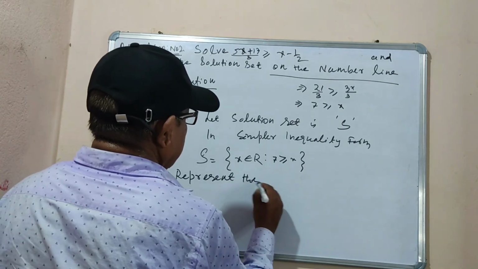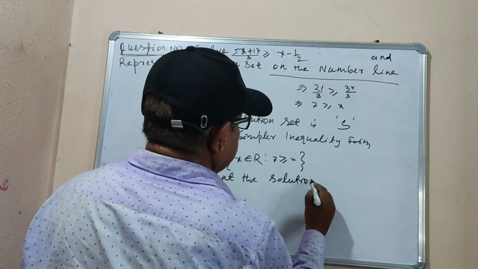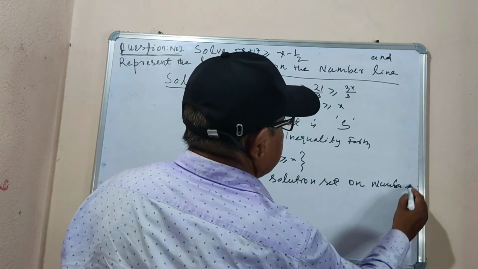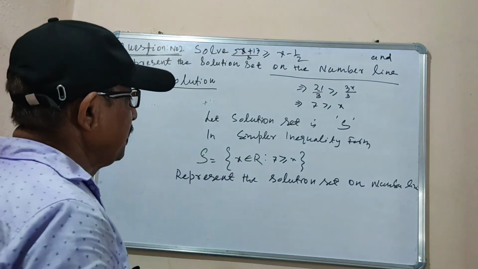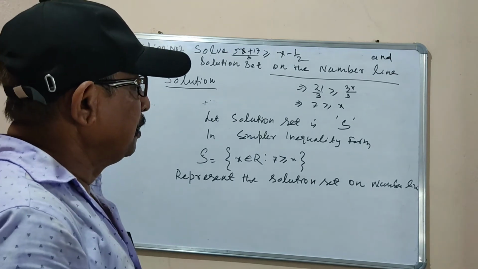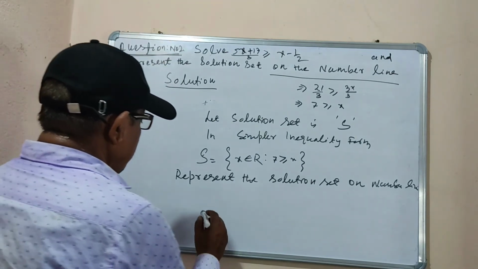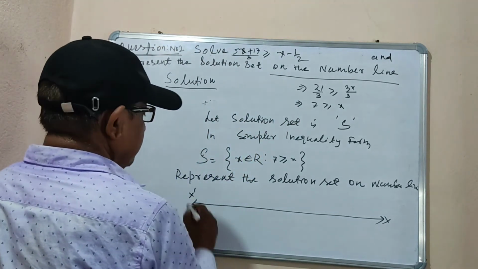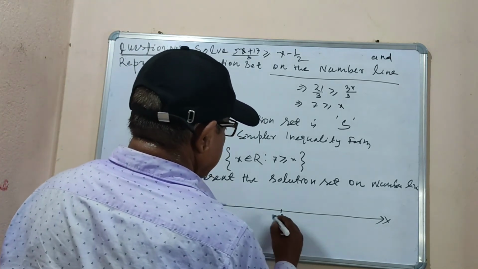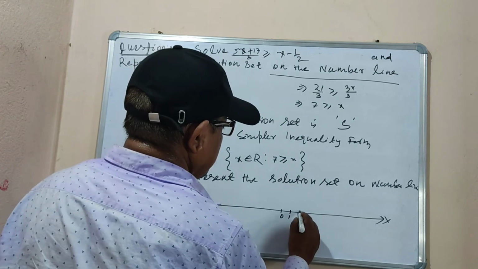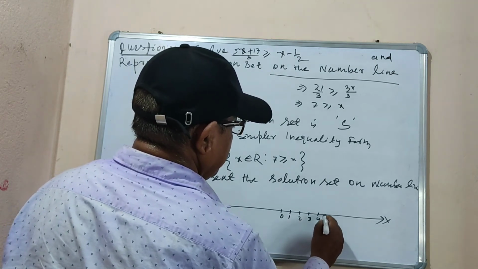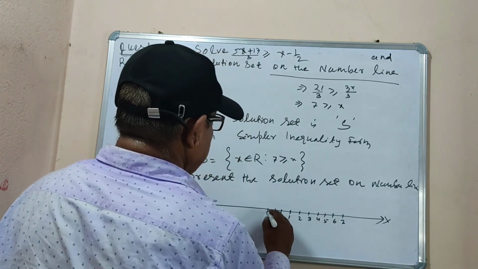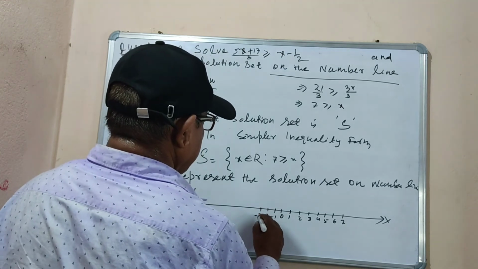Now we represent the solution set on the number line. We draw a line like this, x and x dash. This is 0, 1, 2, 3, 4, 5, 6, this is 7. This is minus 1, minus 2, minus 3.